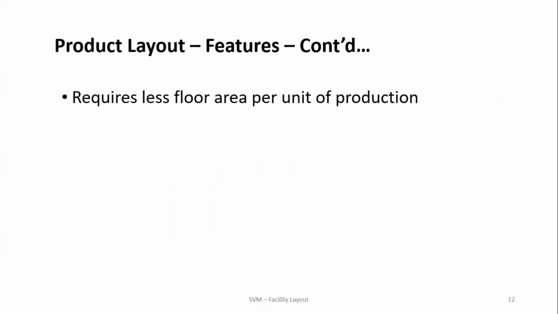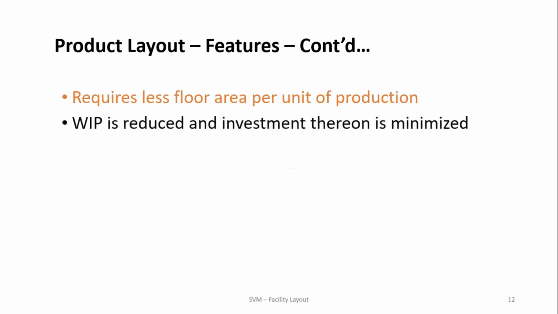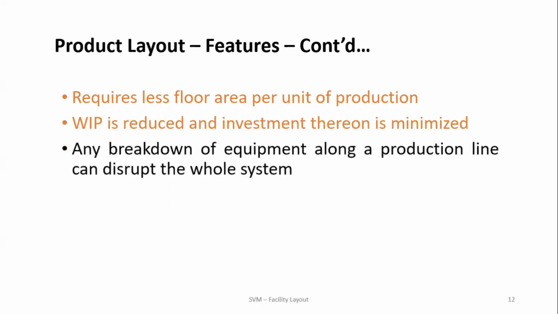Requires less floor area per unit of production. Work in progress is reduced and investment thereon is minimized. Any breakdown of equipment along a production line can disrupt the whole system.